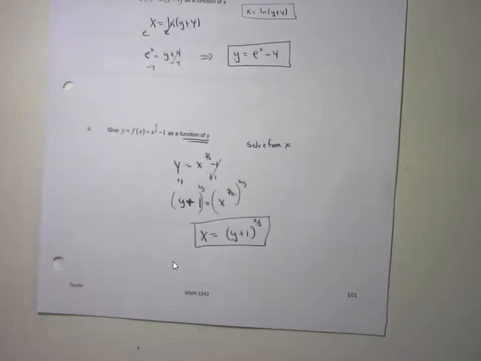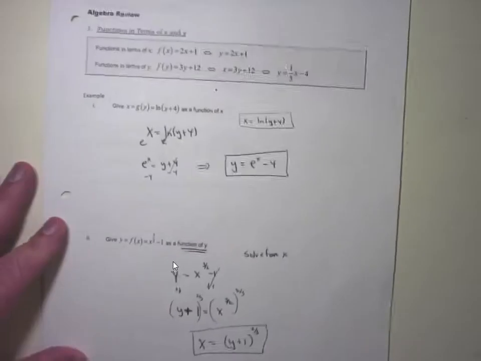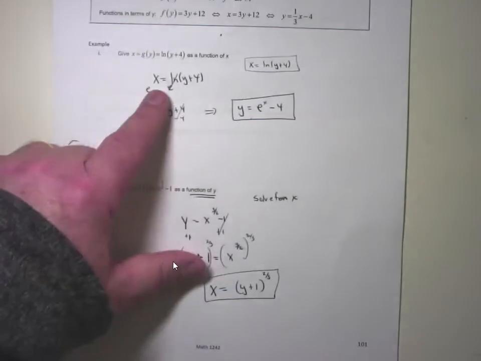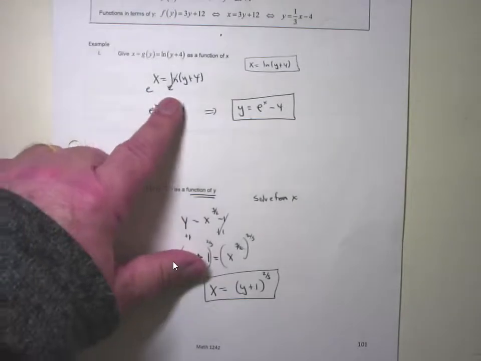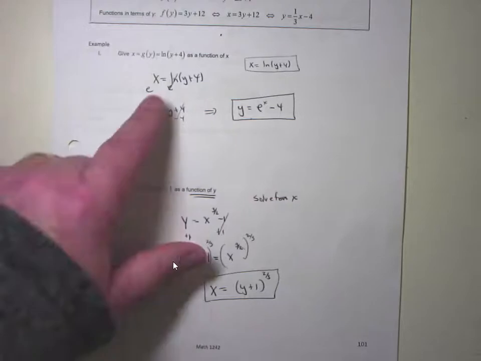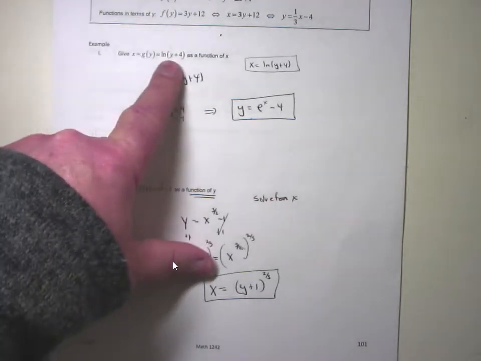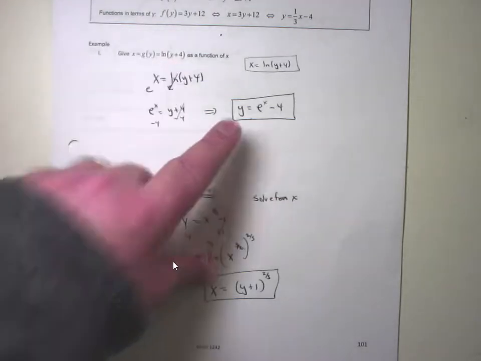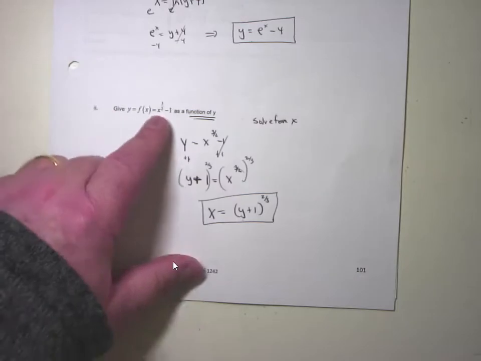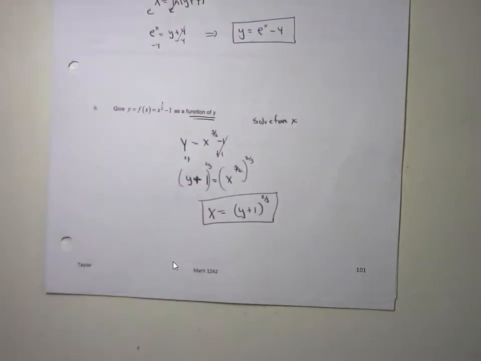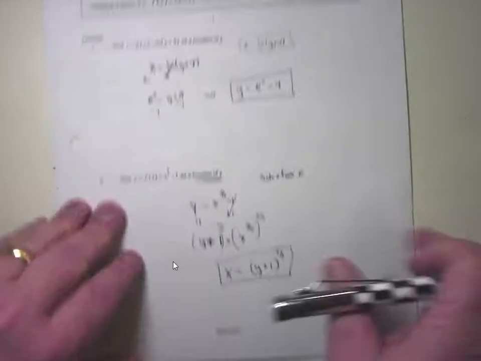Last time we did the algebra review session, which is basically solving for one variable in terms of the other, and vice versa. So with this one, you have the function in terms of y, and we want to be able to solve for y in terms of x. This function is in terms of x, and I ask you guys to solve for x in terms of y. So, let's actually do a problem.